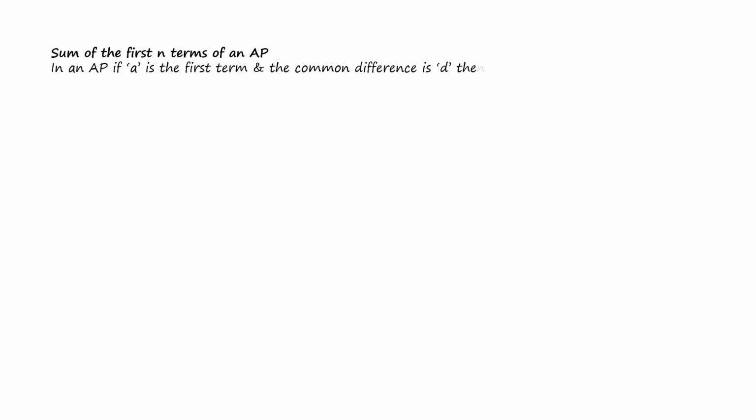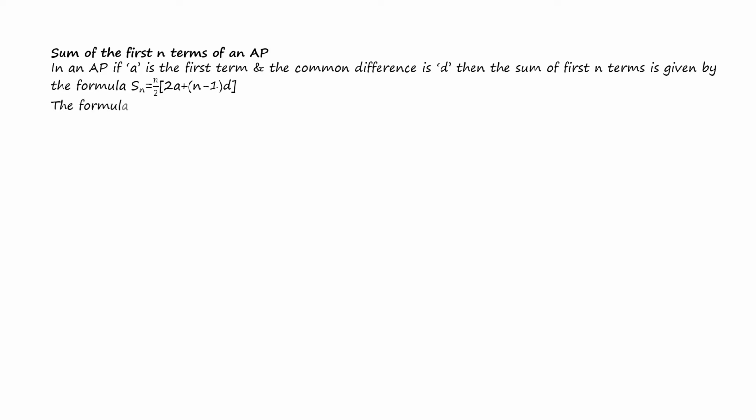It says in an AP, if a is the first term and the common difference is d, then the sum of the n terms is given by the formula Sn equals n by 2 whole into 2a plus (n minus 1) whole into d. The formula can also be written as Sn equals n by 2 whole into (a plus an), where an is the nth term of the AP.